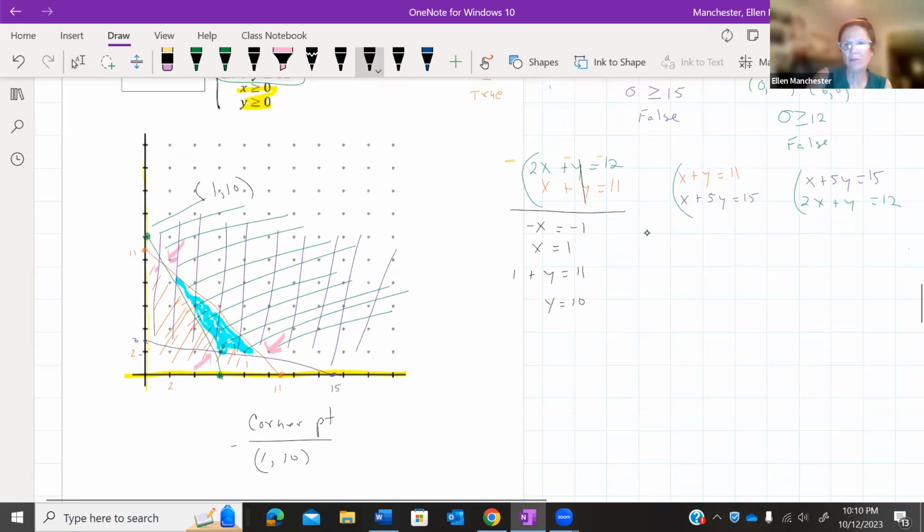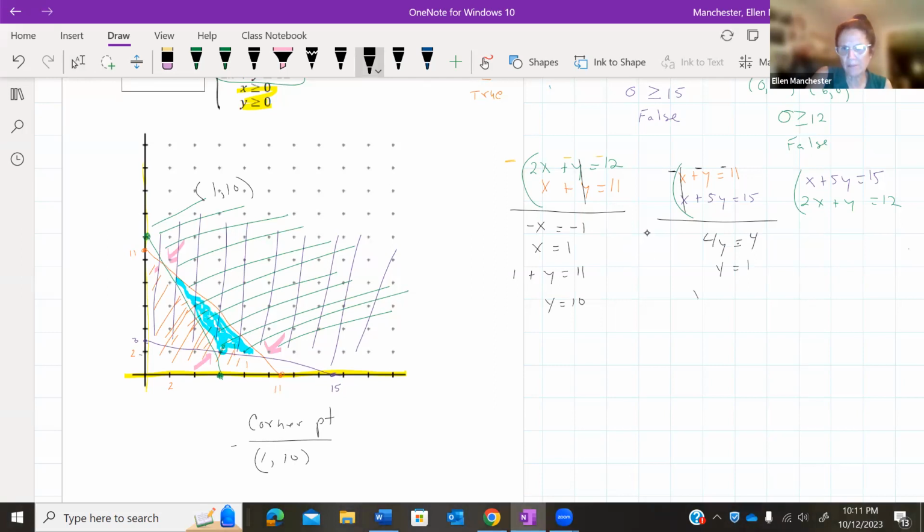Okay, now I'm going to do the same thing with the next one. I'm going to push a negative through. So I'm going to do the middle one. I can eliminate the x's. So I get -y and 5y is 4y. -11 and 15 is 4. So I get y equals 1.